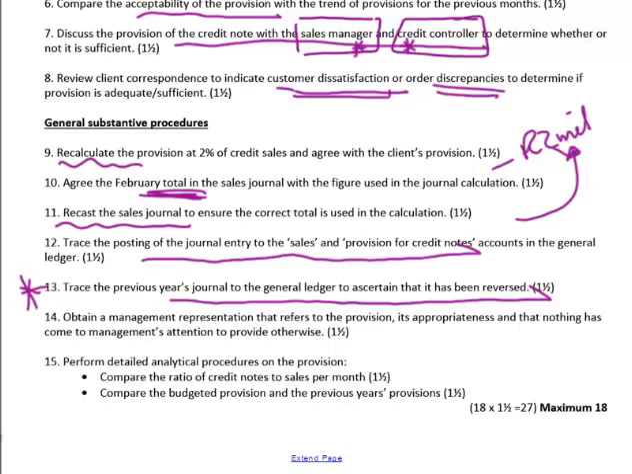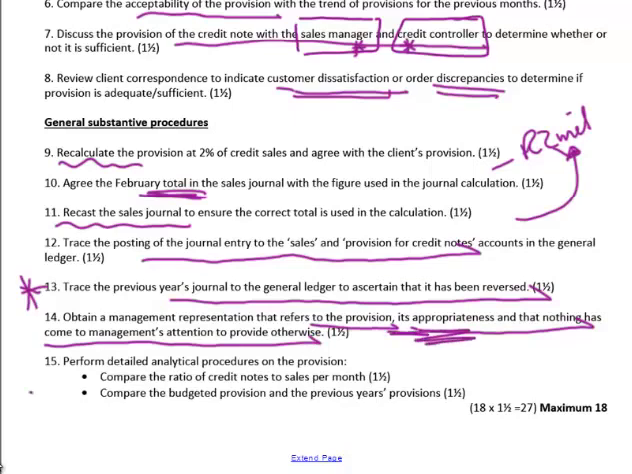Okay, obtain a management representation that refers to the provision, its appropriateness, and that nothing has come to management's attention to suggest otherwise. Remember, as I said before, when we speak about a management rep letter, don't just say obtain a management rep letter, you need to be specific.